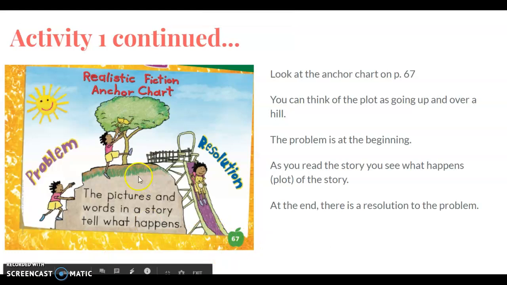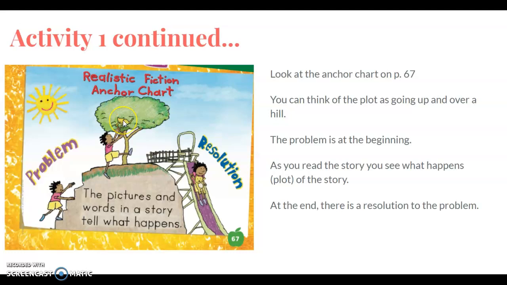On the next page, 67, it's showing you an anchor chart about realistic fiction. So look at your anchor chart on page 67. You can sometimes think of the plot as going up and over a hill. So when you read a story, you're going to start at the bottom of the hill. It says the pictures and words in a story tell what happens. So at the bottom of the hill would be the start of your problem, if your story contains a problem. I can see, looking at this anchor chart, that the problem is, what do you think?